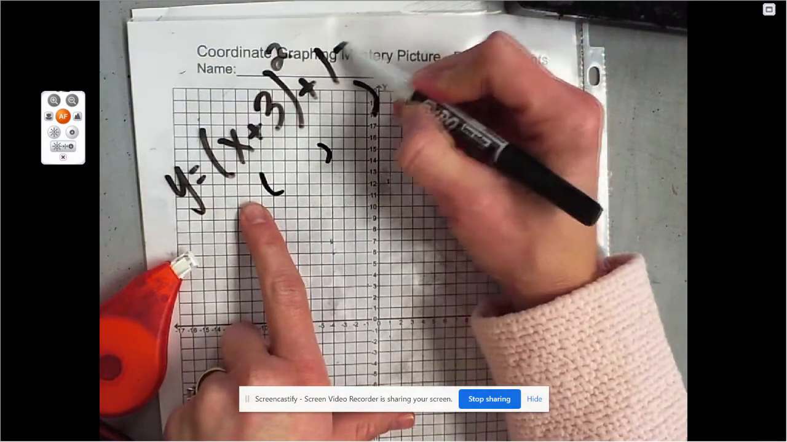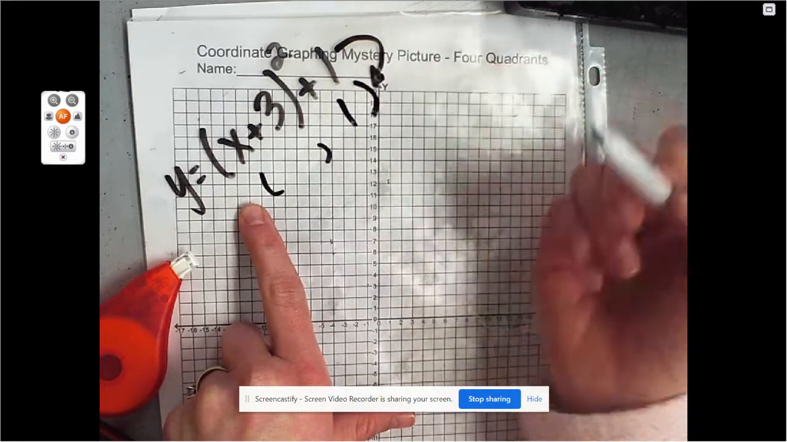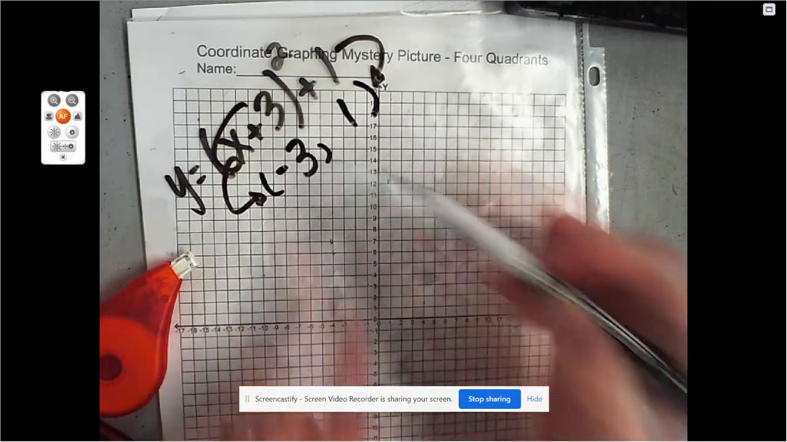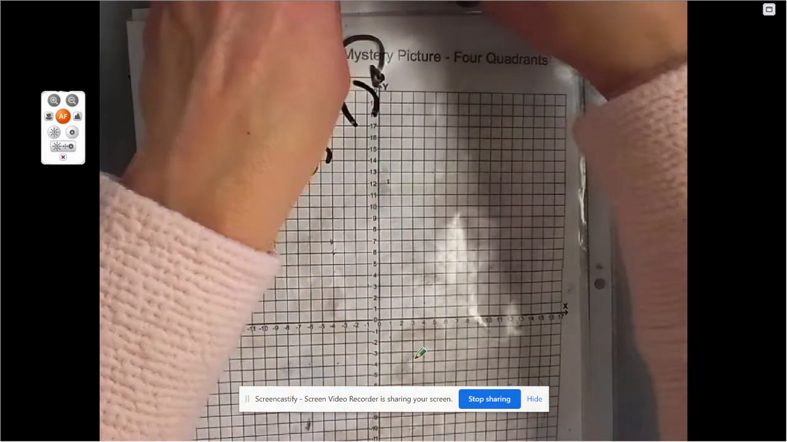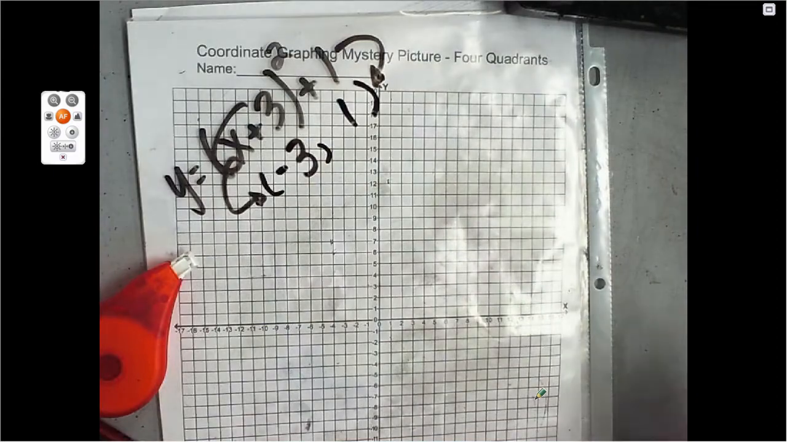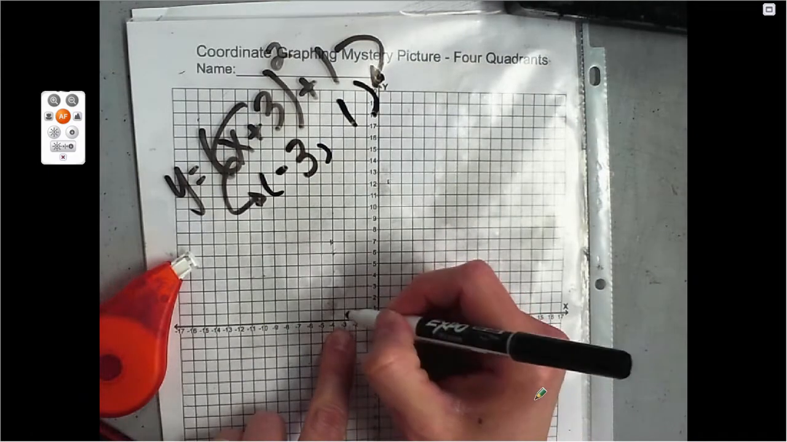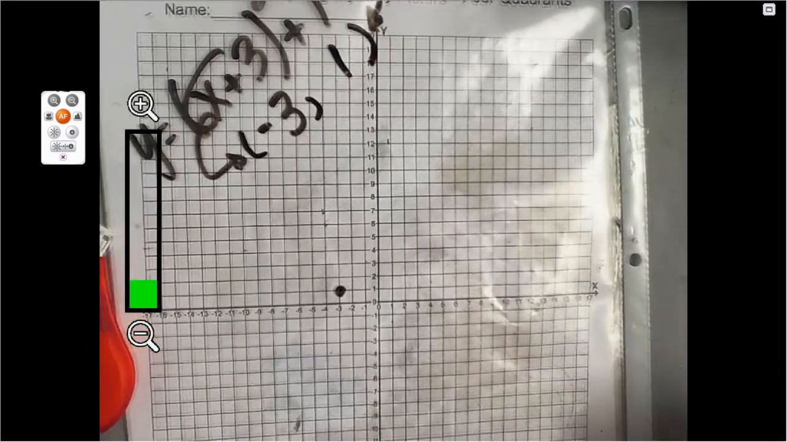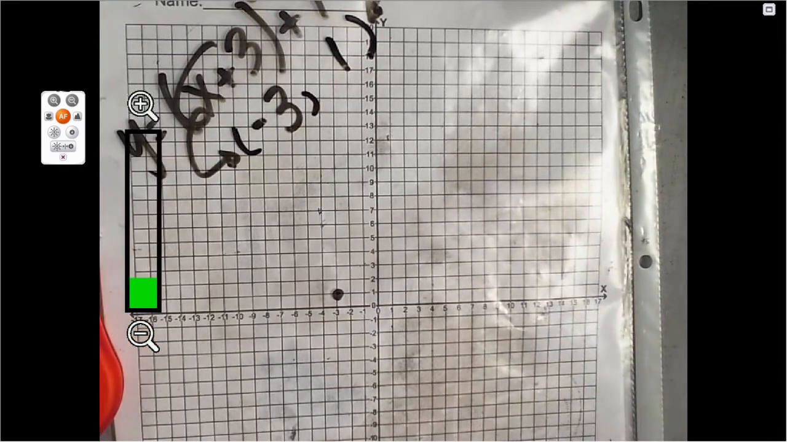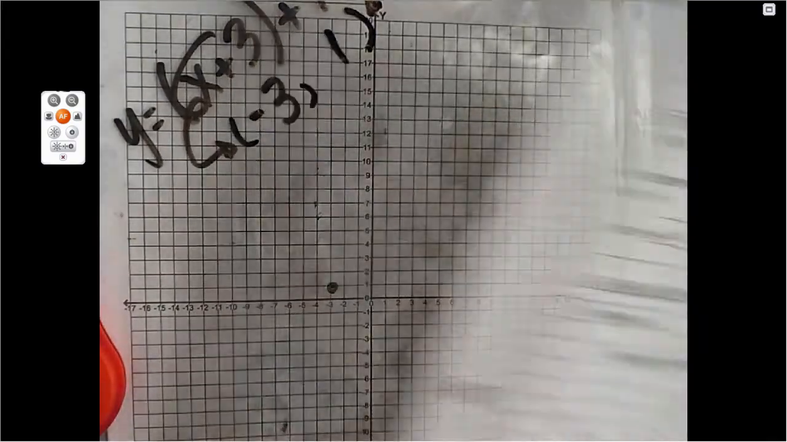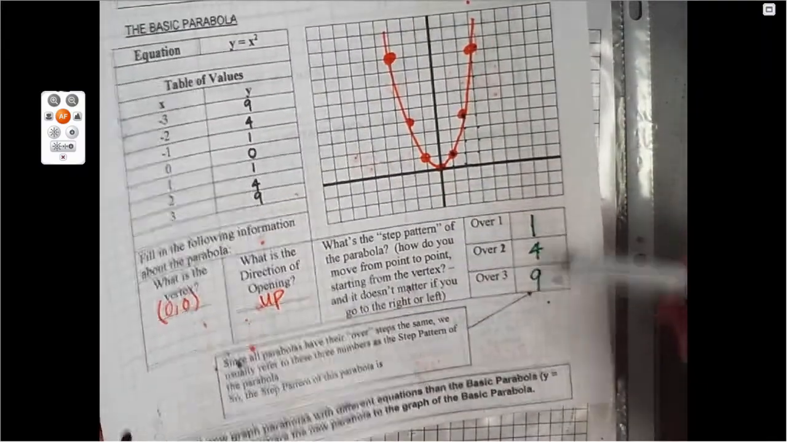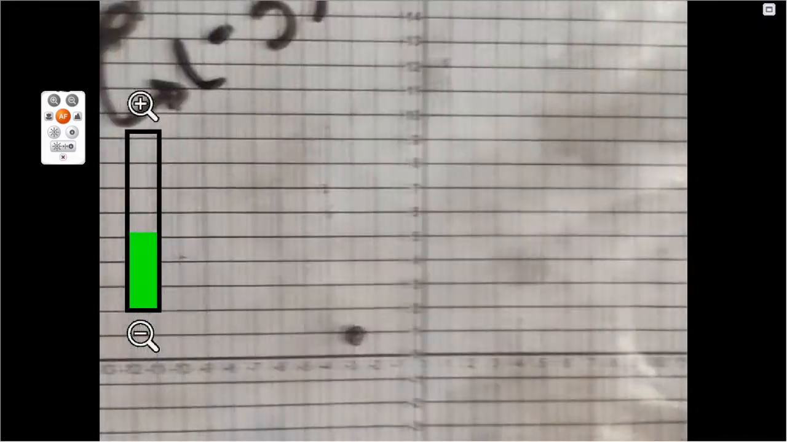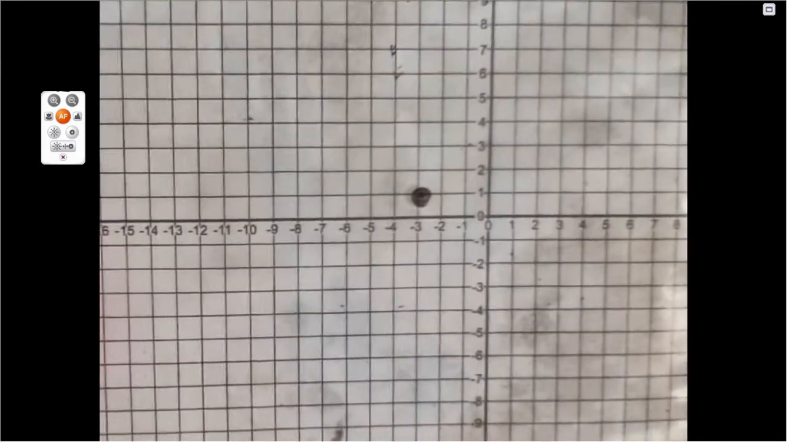Let's do that together. So just like absolute value, the sign inside flips. All right. So we're going to put a dot at the vertex, which is negative 3, 1, located here. The step pattern, right here. We did this yesterday. 1, 4, 9. So let's count the step pattern. I'm going to zoom in so you can see real well.